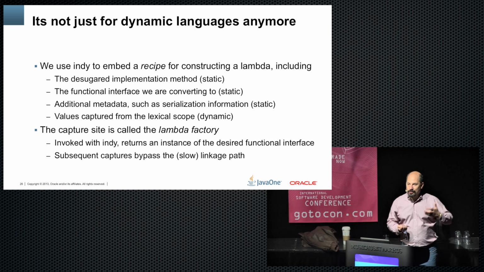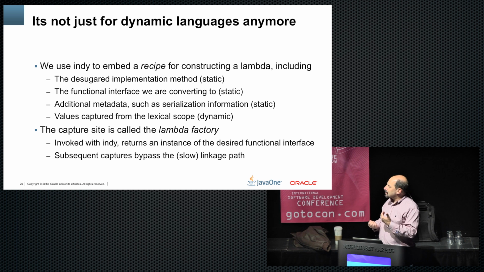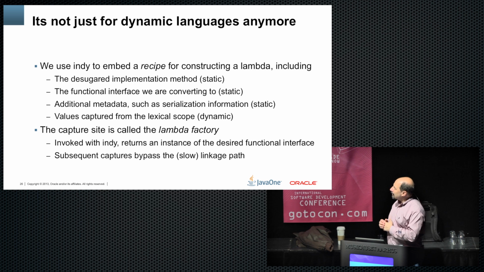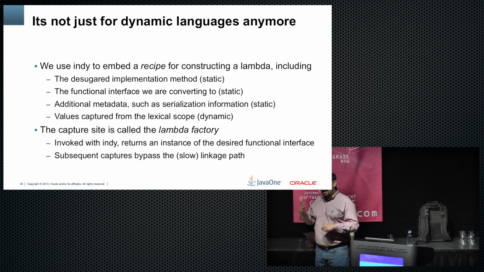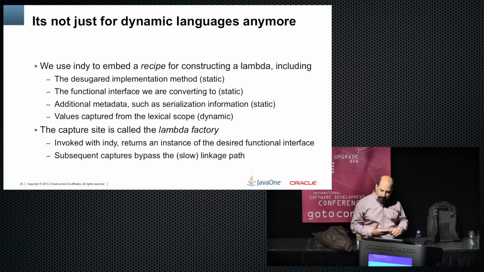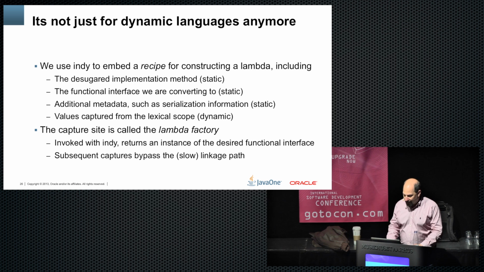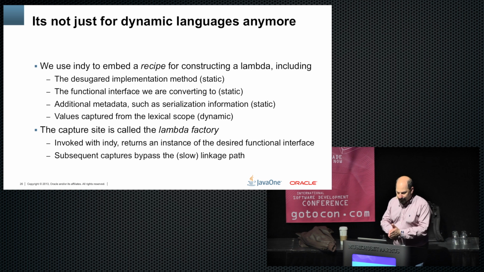Some of the arguments to the factory are static, and they're encoded in the constant pool. Some are dynamic, and they're pushed on the stack. And then the VM makes it the case that subsequent invocations of the same factory site, in other words, subsequent captures of the same lambda, bypass the slow linkage path.